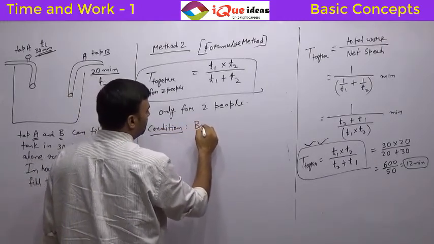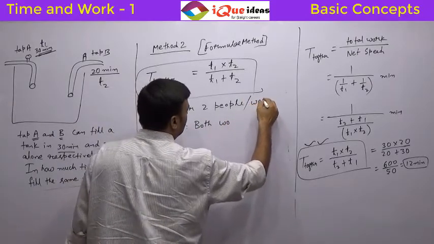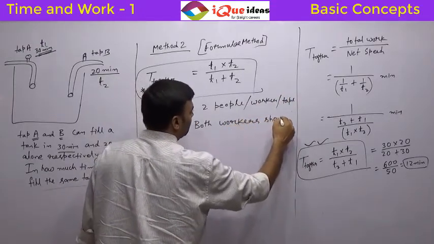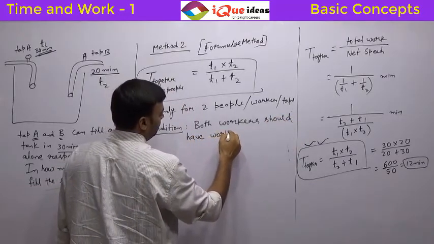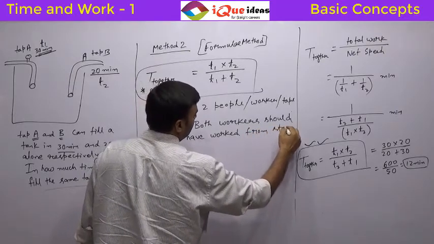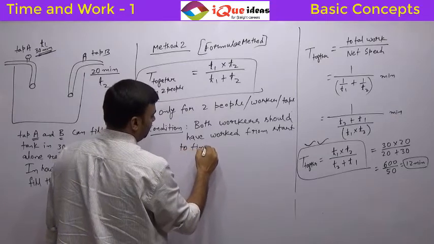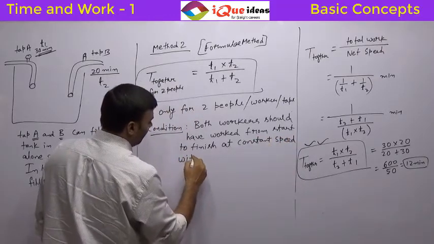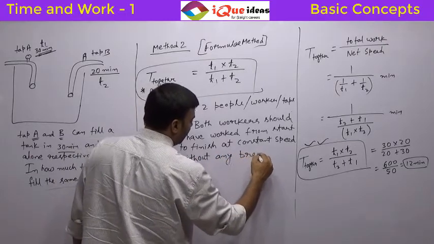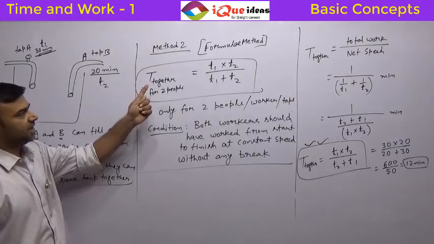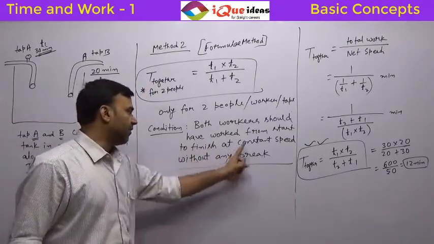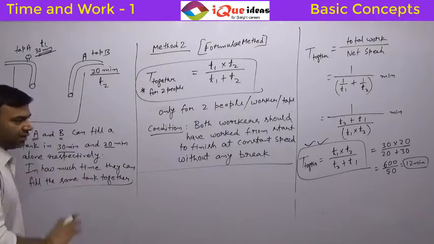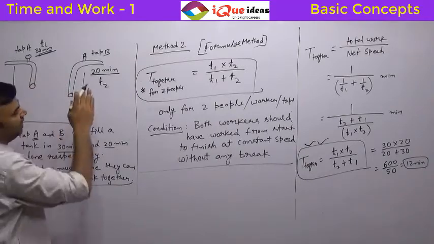The condition is that both workers, both people or workers or taps, it doesn't matter, both should have worked from start to finish at constant speed without any break. So that means if there is any break in between, this method will not be applicable, right? So please understand this method is applicable only if both workers work from start to finish at constant speed without any break. Now, how do we know whether the speed is constant or not? If speed is different, it will be mentioned in the question, so nothing to worry at all, right? Here it is not mentioned, so we'll assume that they work at constant speeds.